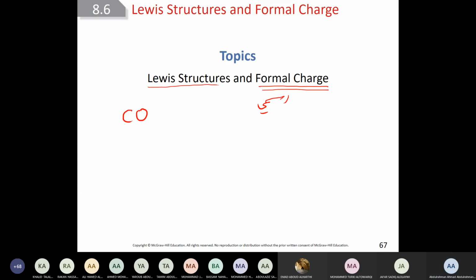Go ahead. Draw it. Do it yourself. Don't forget, how many electrons? How many valence electrons do we have for carbon? How about for oxygen? Hello? Hello. 10 electrons. How many pairs? 5 pairs. All right. Do it and draw the Lewis structure for CO.